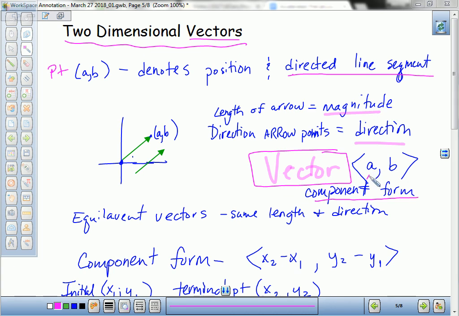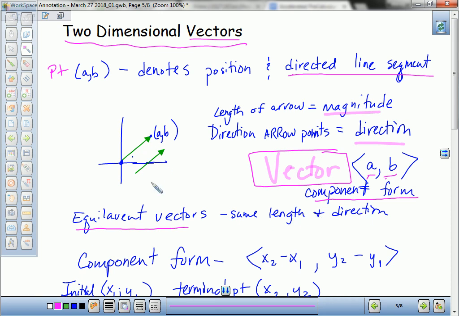This is component form. The first component is our horizontal move. The second component is our vertical move. Since a vector describes a magnitude and a direction, we can have equivalent vectors. Equivalent vectors would just have the same length and be in the same direction.